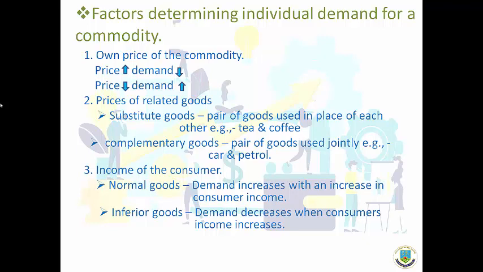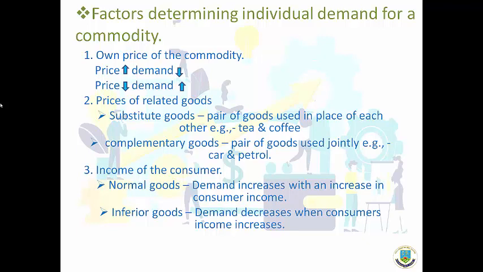Now let us see inferior goods. Inferior goods are goods whose demand decreases when consumer income increases. So in inferior goods, even though consumers' income increases, demand decreases. So let us study with an example.